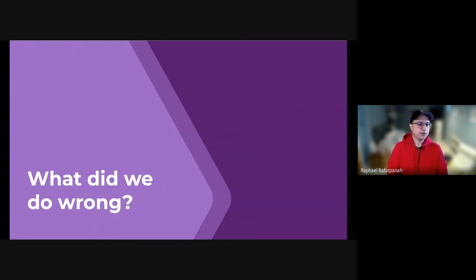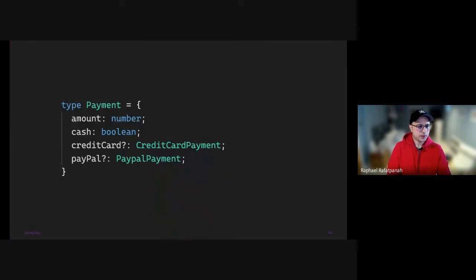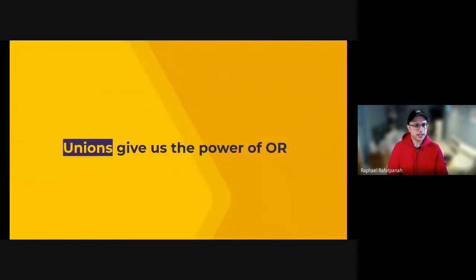So what did we do wrong here? Let's look at our previous type definition, and we can see we had an implicit and, cash and credit card and PayPal. And if you remember how we described the type before, we used the word and, but in our actual domain, when we were talking about it in the text form, we used the word or. So how can we use the word or here as well? Well, unions give us the power of or, and this is not something specific to TypeScript. Many typed languages have this power of or, and TypeScript is one of them. So let's see what that looks like.